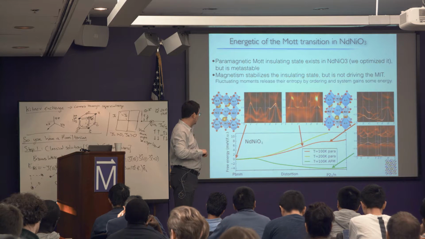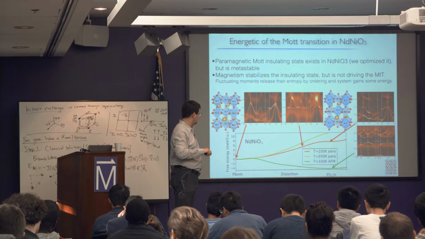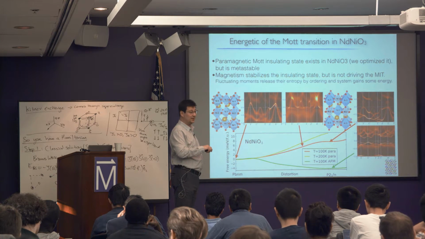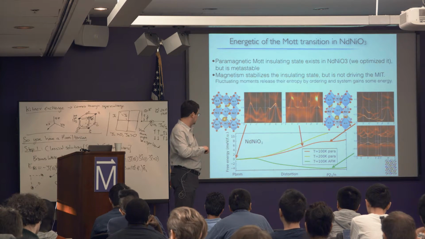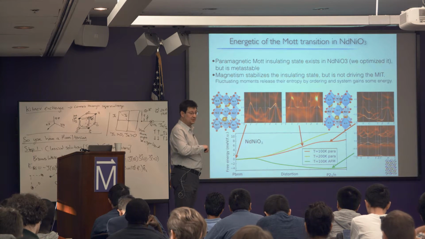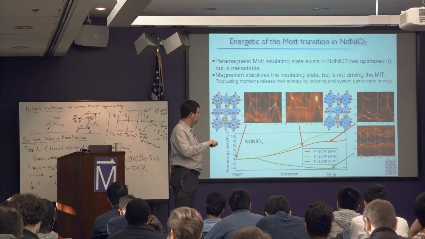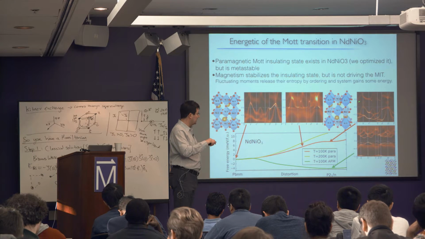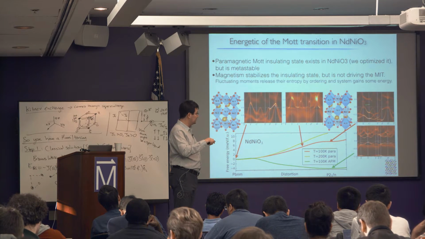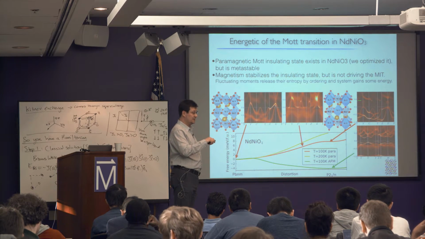Then you start to reduce the temperature, and you see that at 100 Kelvin you actually see a local minimum, which is still metastable because this energy is much lower. So this state is metastable, but it exists. It has a very clear gap. It's a paramagnetic Mott insulator with a gap. But the important point is that it's metastable.